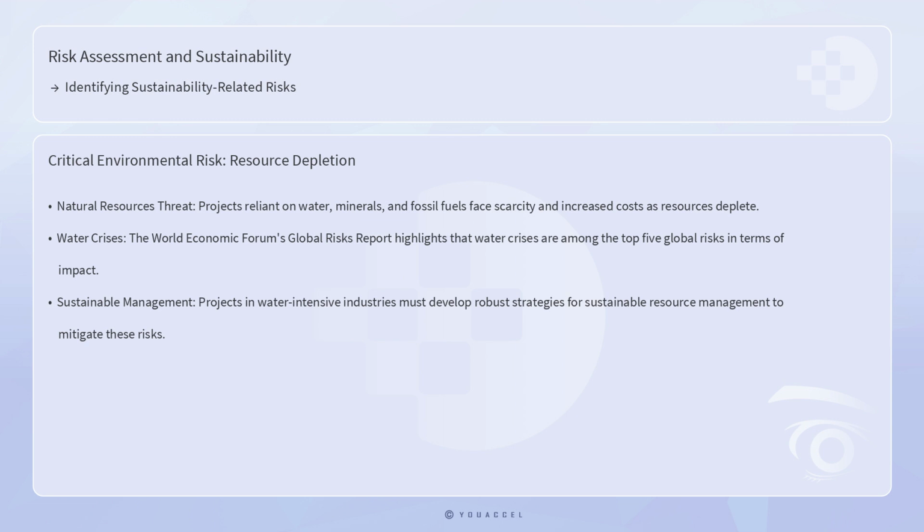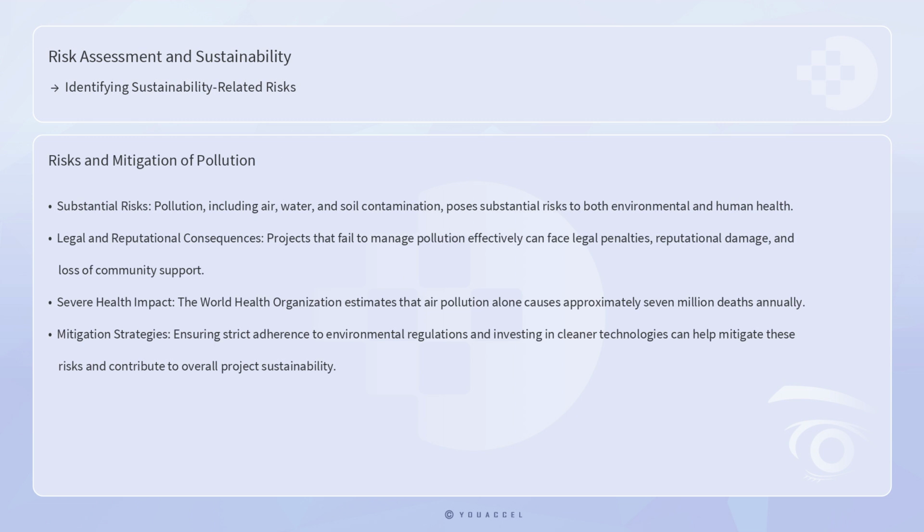Resource depletion is another critical environmental risk. Projects heavily reliant on natural resources, such as water, minerals, and fossil fuels, face the threat of scarcity and increased costs as these resources become depleted. The World Economic Forum's Global Risks Report highlights that water crises are among the top 5 global risks in terms of impact. Projects in water-intensive industries, such as agriculture and manufacturing, must develop robust strategies for sustainable resource management to mitigate these risks.